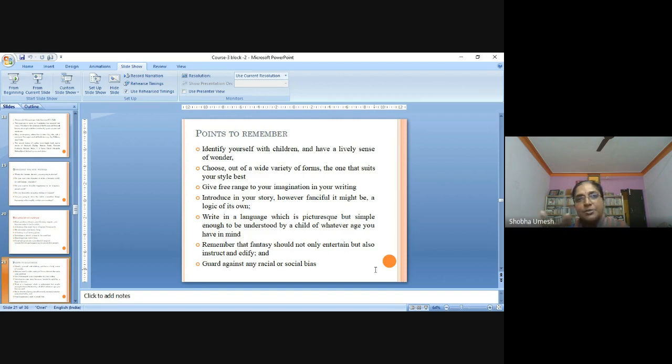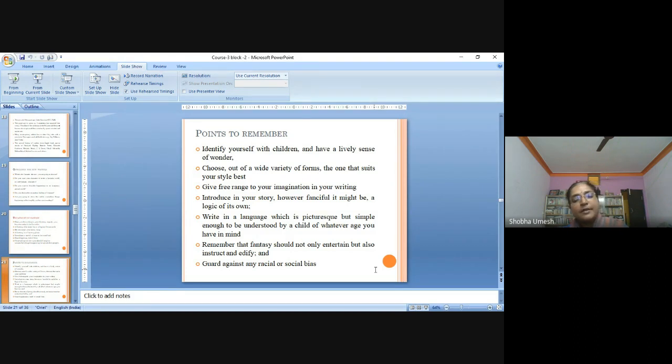So, imagination always should be free from everything, any kind of restrictions, bondage, and all those things. So, always we have to imagine freely. And also in your writing, introduce in your story, however fanciful it might be, a logic of its own. So, there should be a logic in all the stories when you write for children. Without logic, a story cannot be written.